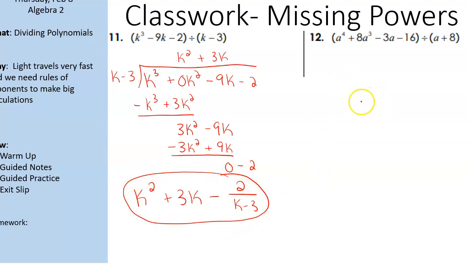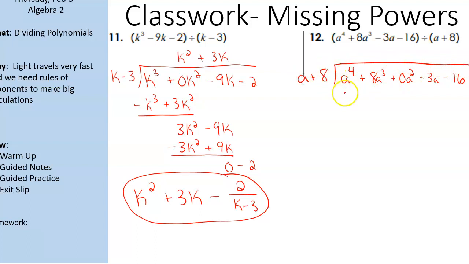Okay, so same thing with number 12. We're going to write out our problem with our missing powers. So we start with a to the fourth plus 8a to the third. We don't have the squared, so we're going to put that place value in, plus 0a squared minus 3a minus 16, okay? And that's all divided by a plus 8, okay? So it's first term divided by the first term. A to the fourth divided by a is a to the third.